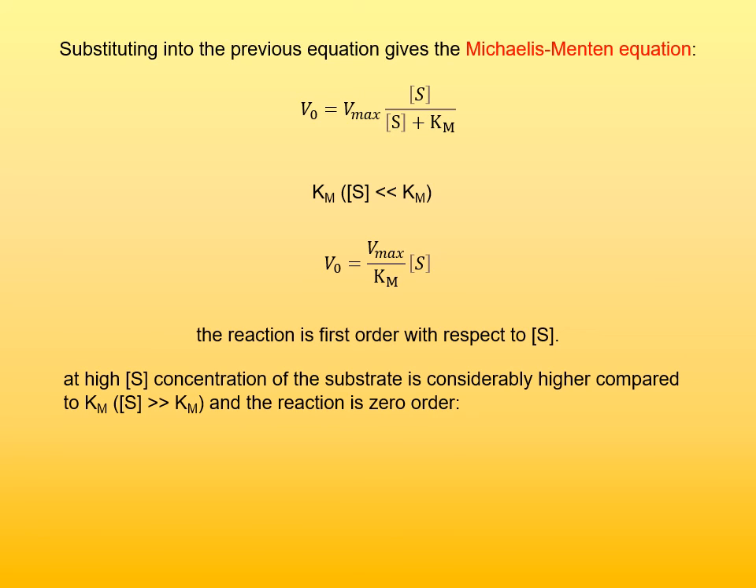Now, at high substrate concentrations, concentration of substrate is considerably higher compared to Km. And then the reaction is actually zero order. So this completes our lecture on derivation of the Michaelis-Menten equation.